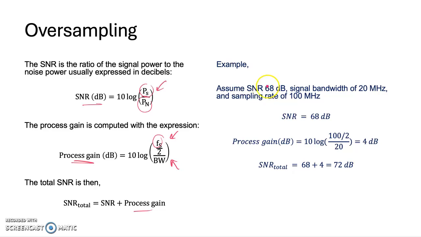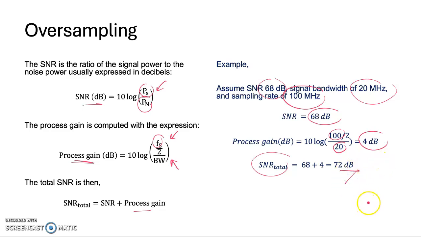So we have an example here. Assume an SNR of 68 dB, bandwidth of 20, and sampling rate of 100. So SNR is simply 68. For process gain, we would just plug in 100 as our Fs and 20 as our bandwidth. Convert this to dB, we will get this as 4 dB. So the SNR total is 68 plus 4 equals 72 dB. So we started with 68 dB. After digitization, and because we oversampled, we actually improved our signal to noise ratio to become 72 dB. The improvement is by 4 dB.